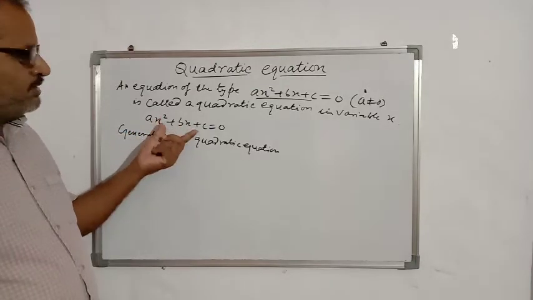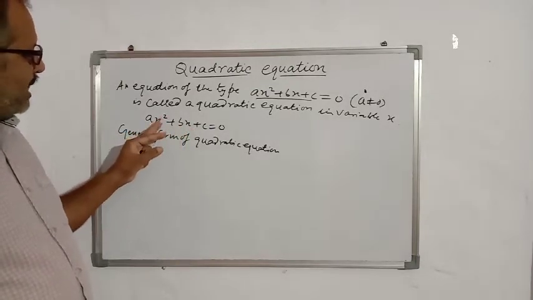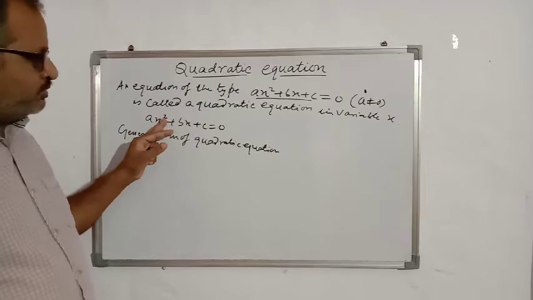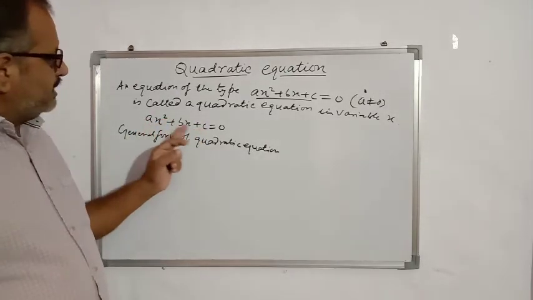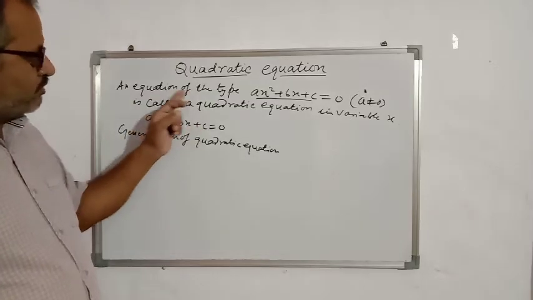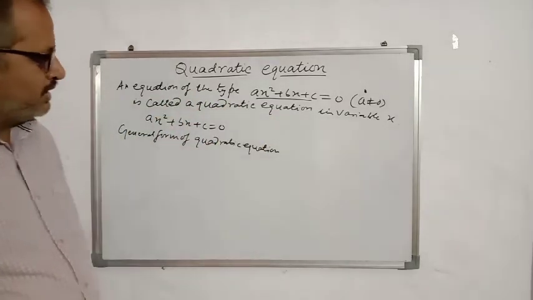What is the degree of this equation? Highest power of the variable x is 2. So it is also called second degree equation. So second degree equation in variable x is called quadratic equation in variable x.